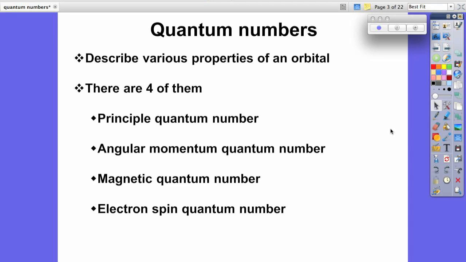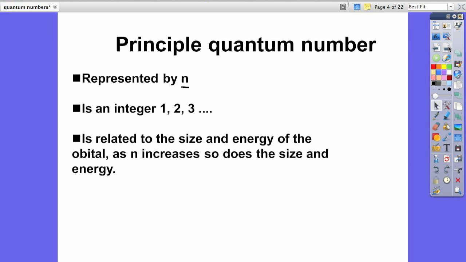Quantum numbers and the four quantum numbers in the atom. So the first one is going to be the principal, second the angular momentum, third the magnetic quantum number, and the final one would be the electron spin quantum number.